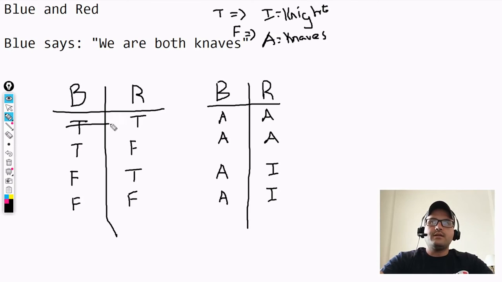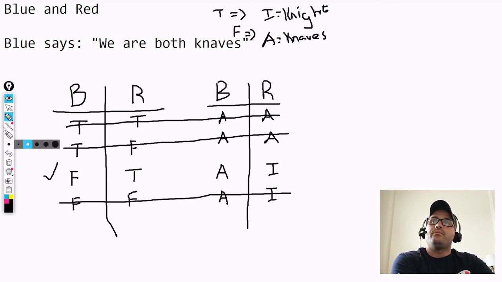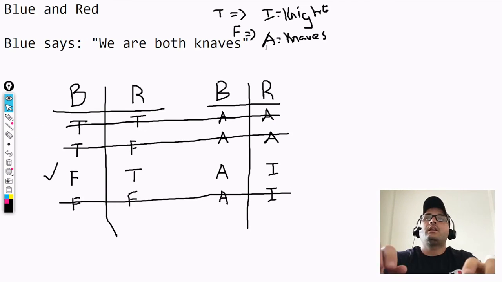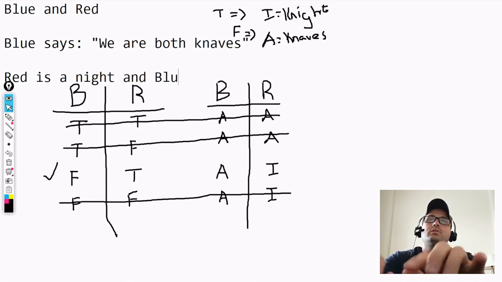And we know that's not true, so we'll cross that out. Next we have a true, false matching with two knaves, which is two falses. So we know that's not true, and I'll cross it out. Next we have false, true matching with knave, knight, which is false, true. So that one's a match. And then here we have false, false equals A, I, which would be false, true. So that one's not true.